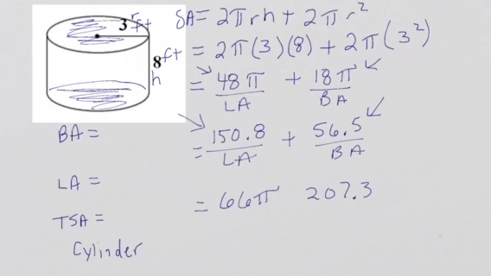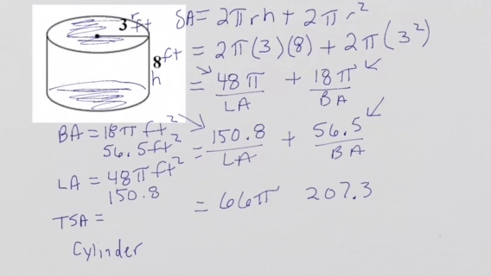207.3. So our base area is going to be 18 pi feet squared, and as a decimal 56.5 feet squared. Lateral area in pi terms is 48 pi feet squared, and as a decimal is 150.8 feet squared. Total surface area is 66 pi feet squared, and as a decimal 207.3 feet squared.